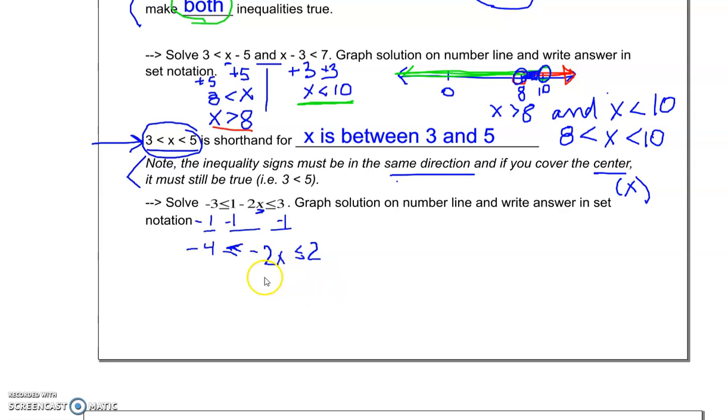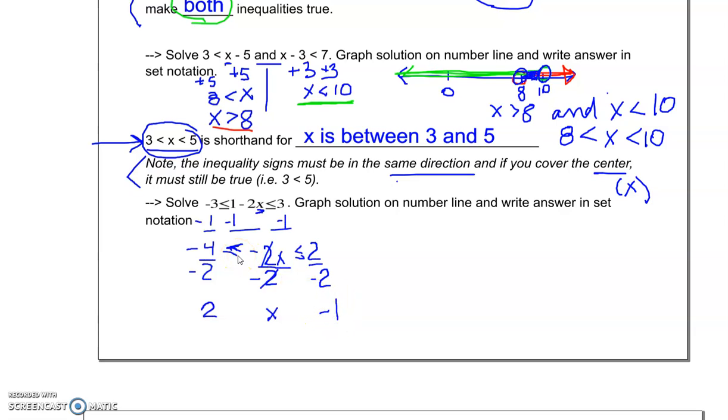Okay. Now, again, we're working on isolating the x. We have -2 times it, so we need to divide by -2. And so I get -4 divided by -2 is a +2. In the middle, they cancel out, so I just get x. And then 2 divided by -2 is a -1.